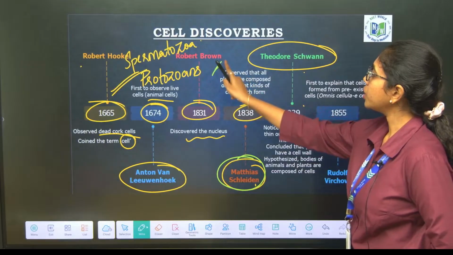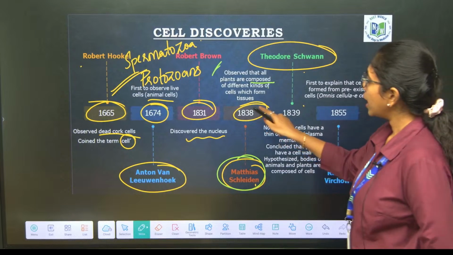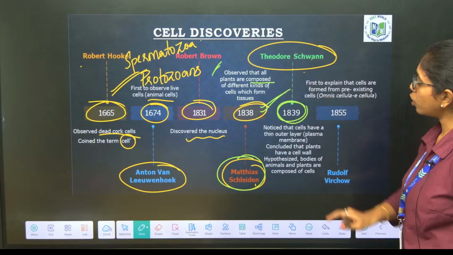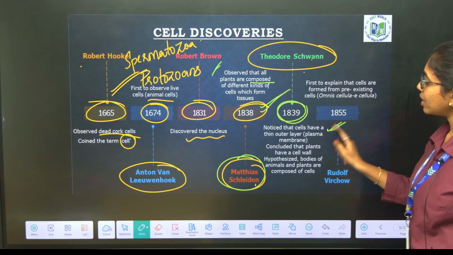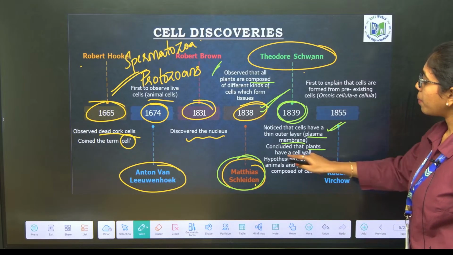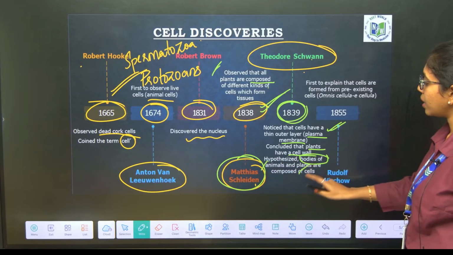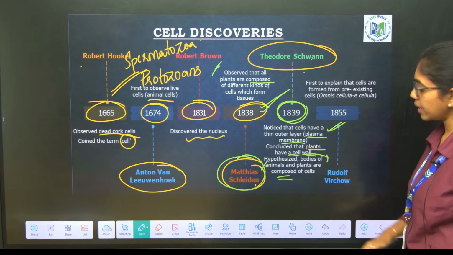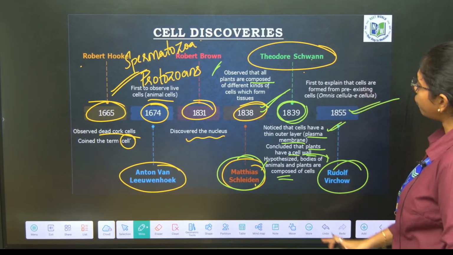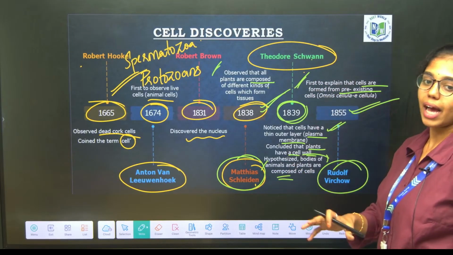So here he observed that all plants are composed of different kinds of cells which form tissues, in the year 1838. In 1839, Theodor Schwann noticed that cells have a thin outer layer called the plasma membrane, and concluded that plants have a cell wall, and hypothesized that bodies of animals and plants are composed of cells. Clear, right? And then it is Rudolf Virchow in the year 1855. He is the first to explain that cells arise from pre-existing cells, omnis cellula e cellulae.